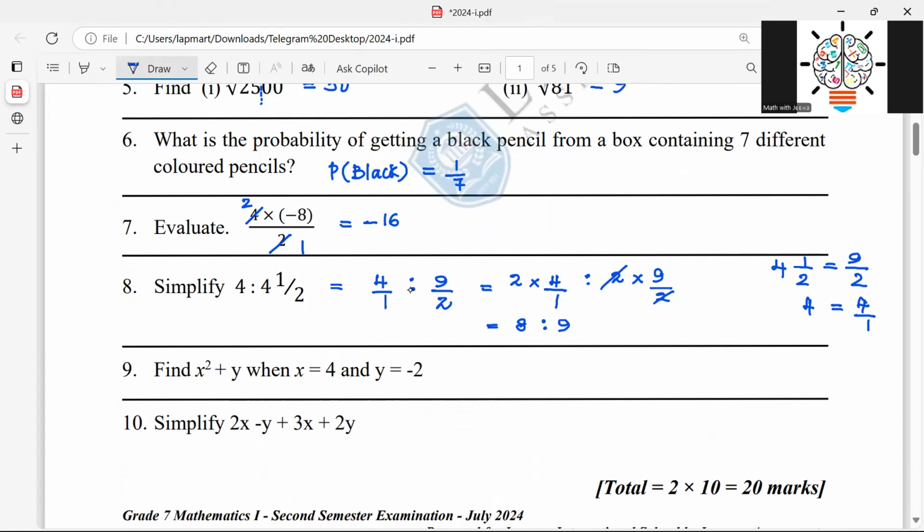Now we do have two fractions together as the ratio components. So then we multiply both the items in the ratio by the common denominator, that is 2. Then it gives me the answer 2 times 4, 8. And 2 and 2 cancel in the second component. So then 9 will be remaining.